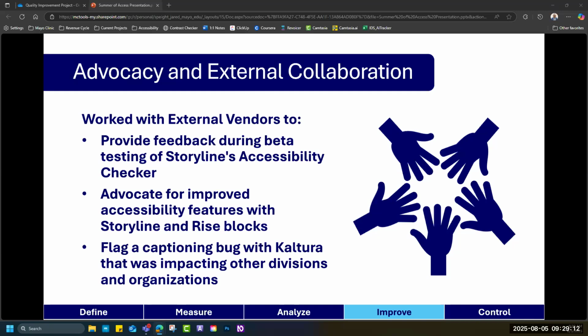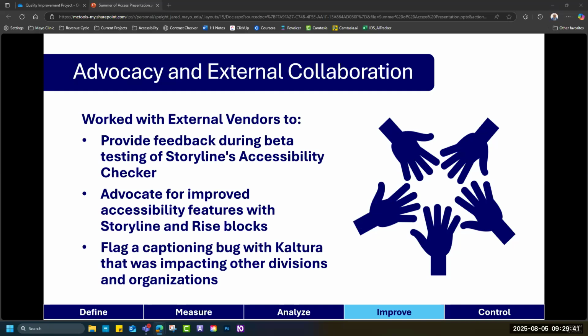Another thing that we did is we have a tool called Kaltura, and it was our captioning tool for our video exchange library. Well, we found that the captions would just stop after 5 minutes. And no one really noticed that until we started working on this accessibility project. So we brought up this bug that was occurring. And this was impacting other divisions within Mayo and also other organizations. So the vendor was able to correct that and fix it.